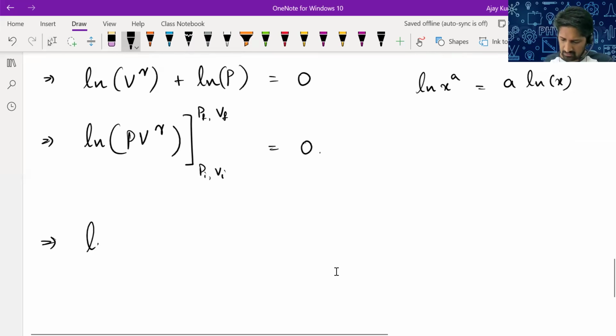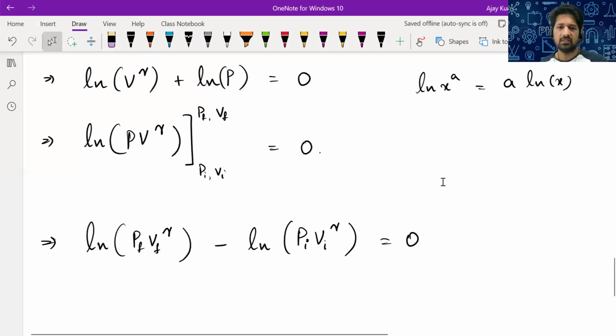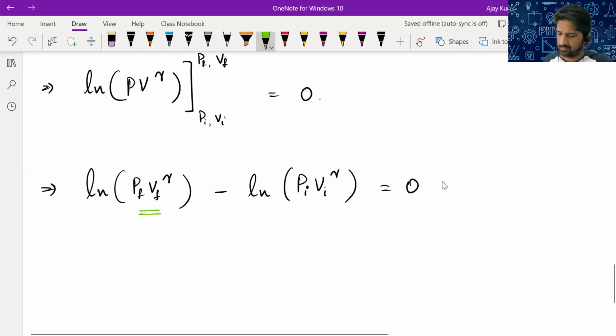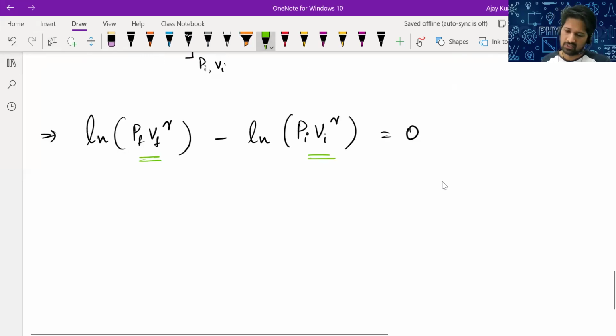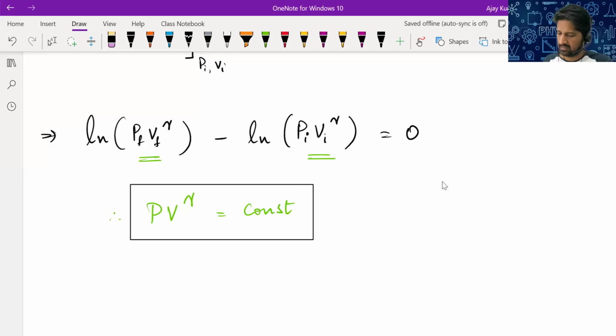So what does this show us? This shows us that ln of P final V final power gamma minus ln of P initial V initial power gamma is 0. This means P final V final power gamma is equal to P initial V initial power gamma. These two terms must be the same. What does that mean? That means the product of P V power gamma must be the same always. So P V power gamma is equal to constant. This is how pressure and volume are related in an adiabatic process.